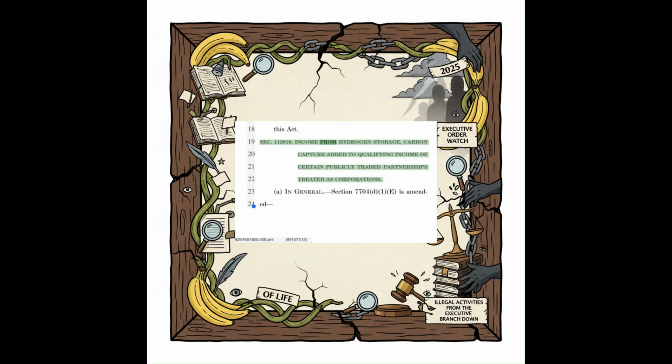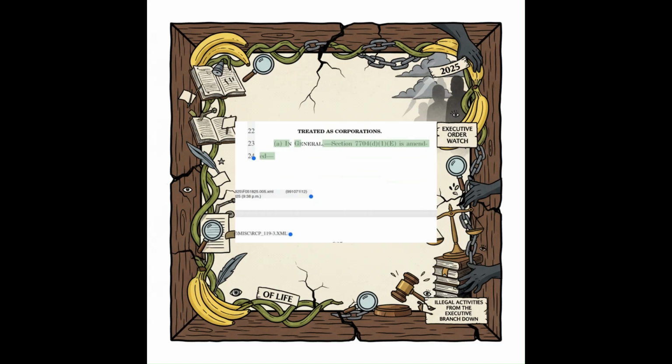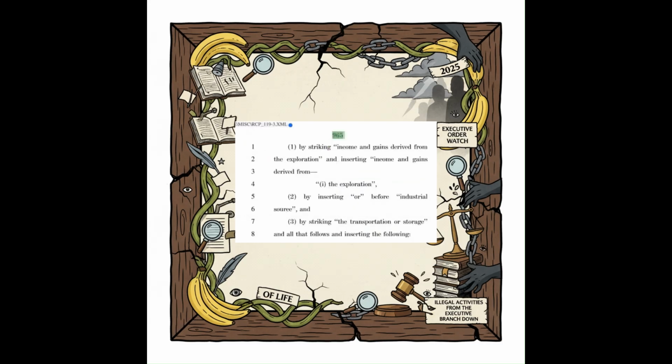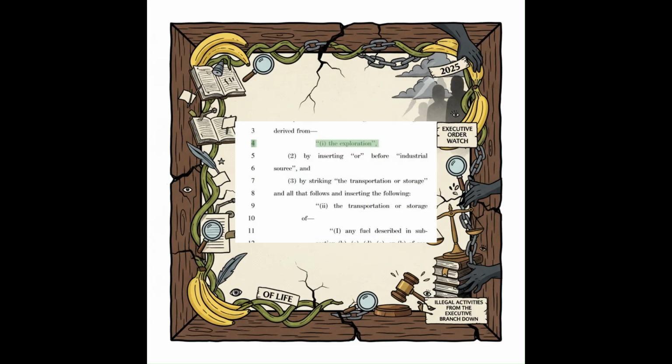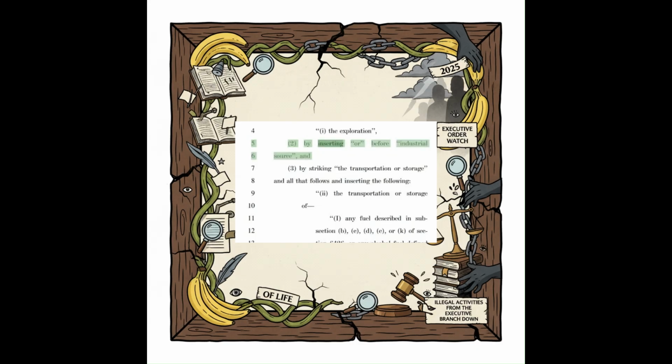Sec. 112016. Income from hydrogen storage and carbon capture added to qualifying income of certain publicly traded partnerships treated as corporations. Section 7704 is amended by striking income and gains derived from the exploration and inserting income and gains derived from the exploration, and by inserting or before industrial source.